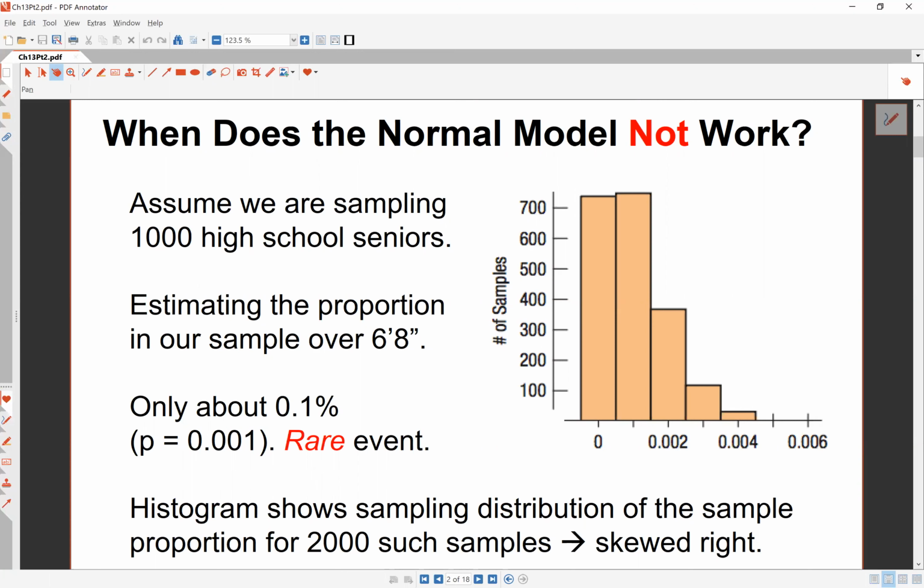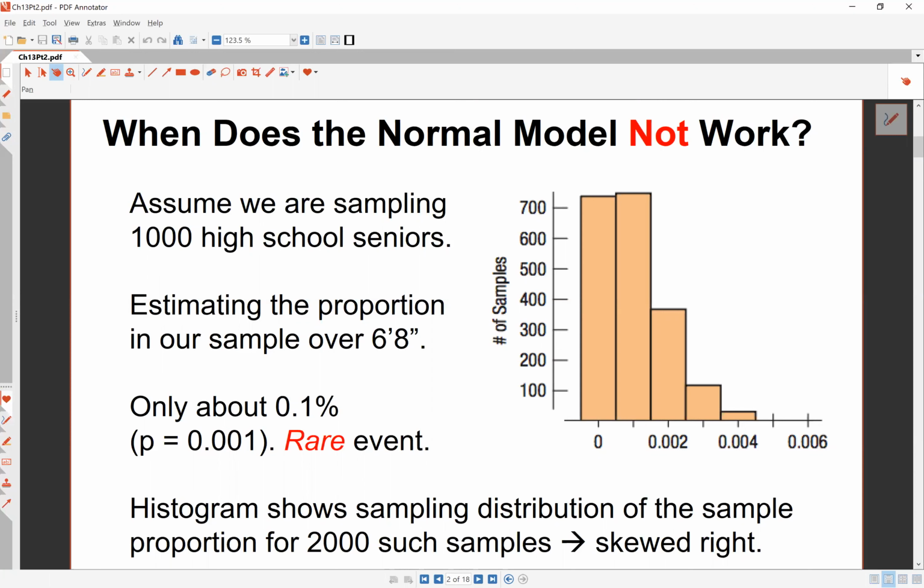But we know that about 0.1% of fully grown adults do exceed that height. So when I take a sample of 1,000 high school seniors, I would expect 0.1% of them to be 6 feet 8 inches or taller. Now, that corresponds to only about one student in my sample satisfying that criterion.